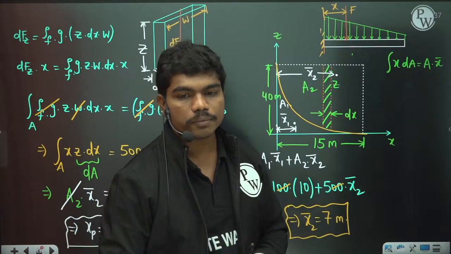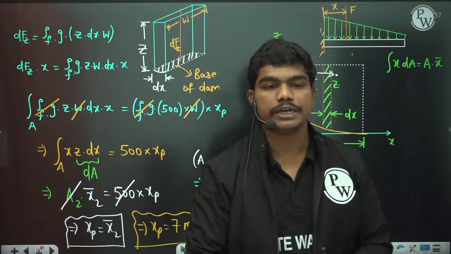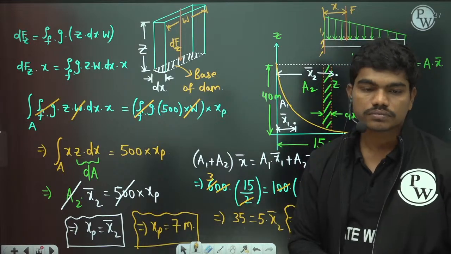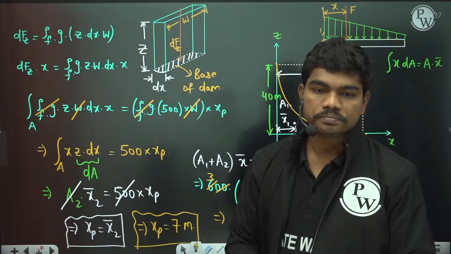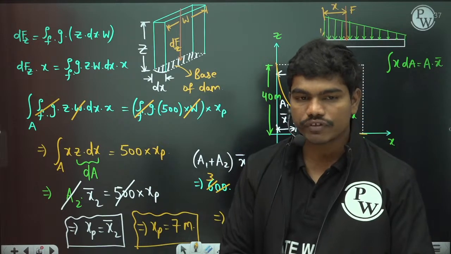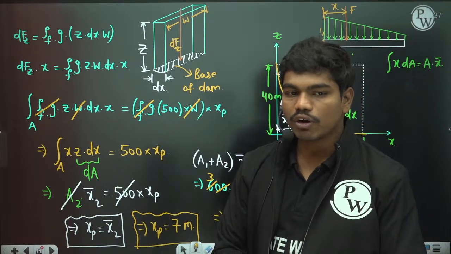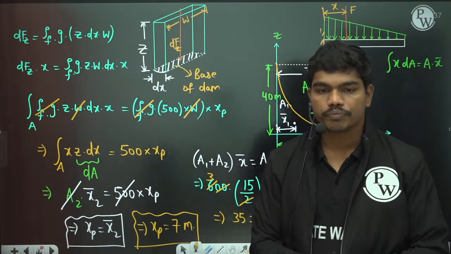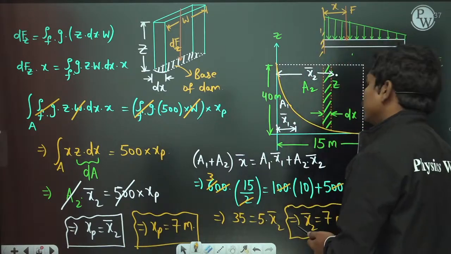Okay, clear? So please type in the chat box. Did you all understand how we got this xp equal to 7 meters? Is this clear to all of you? Did you all understand how we got 7 meters in this case? Okay, fine.